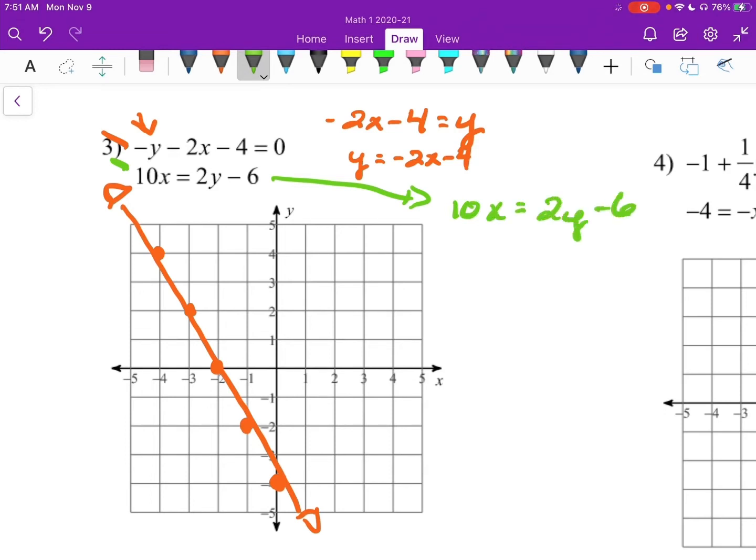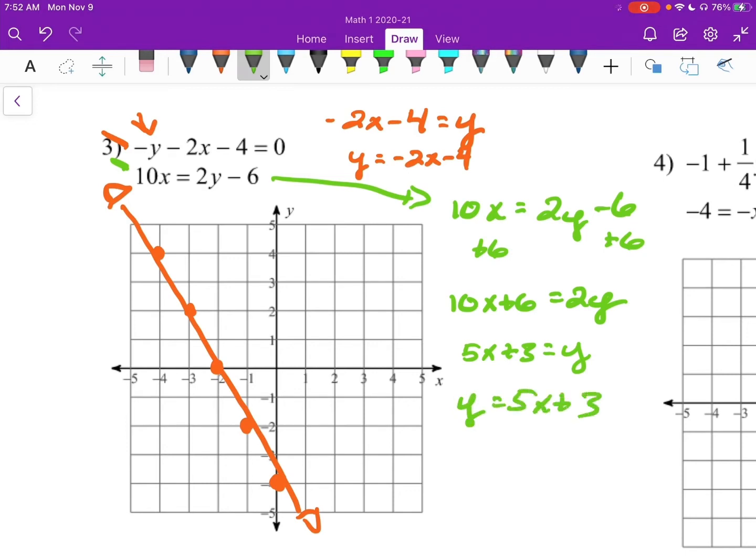I'd really like to get a y equals, so I'm going to start off by adding 6 to both sides. So 10x plus 6 equals 2y. I'll divide everything by 2, and I get 5x plus 3 equals y. And I can rearrange that to say, well, y equals 5x plus 3.